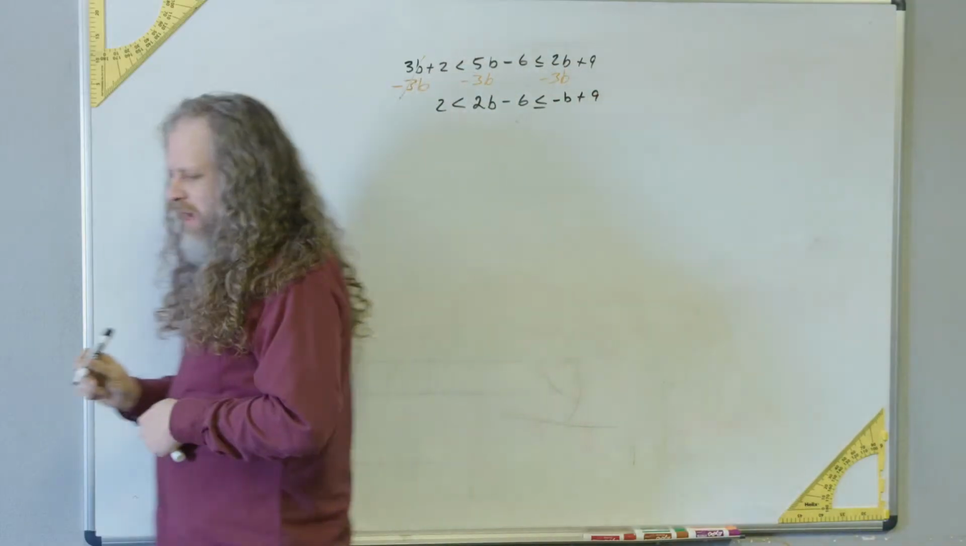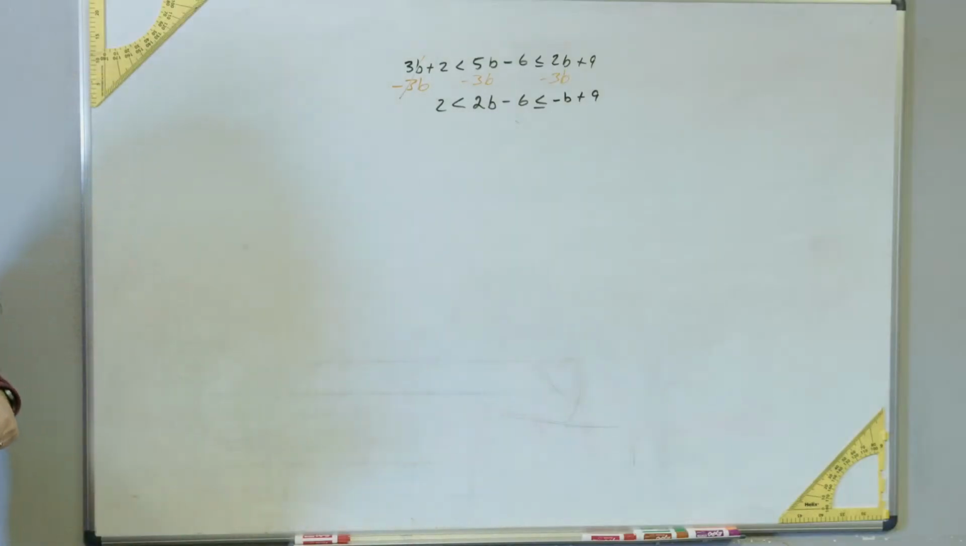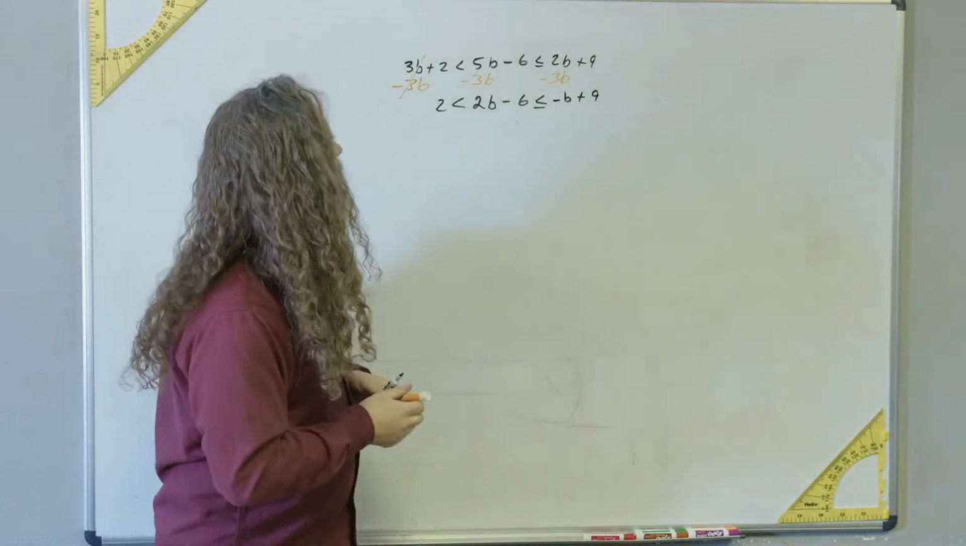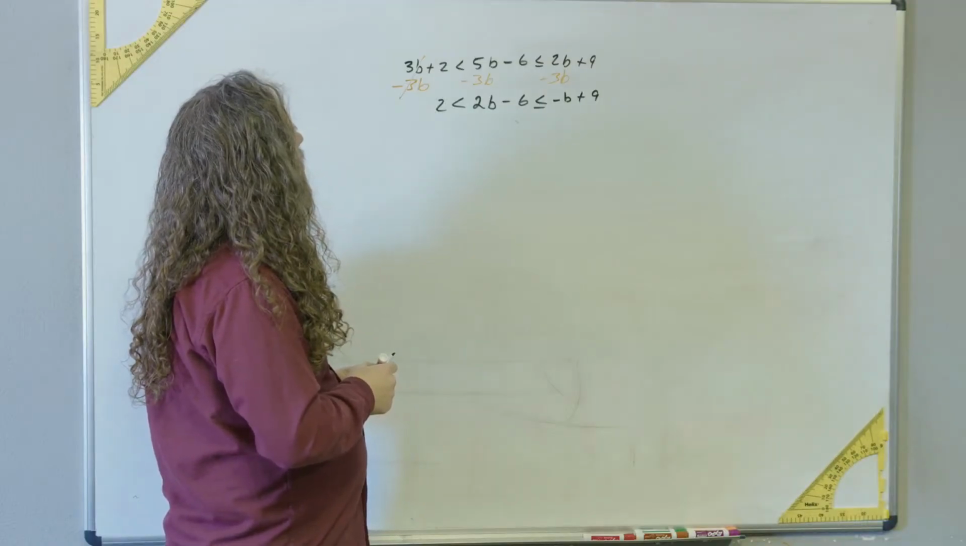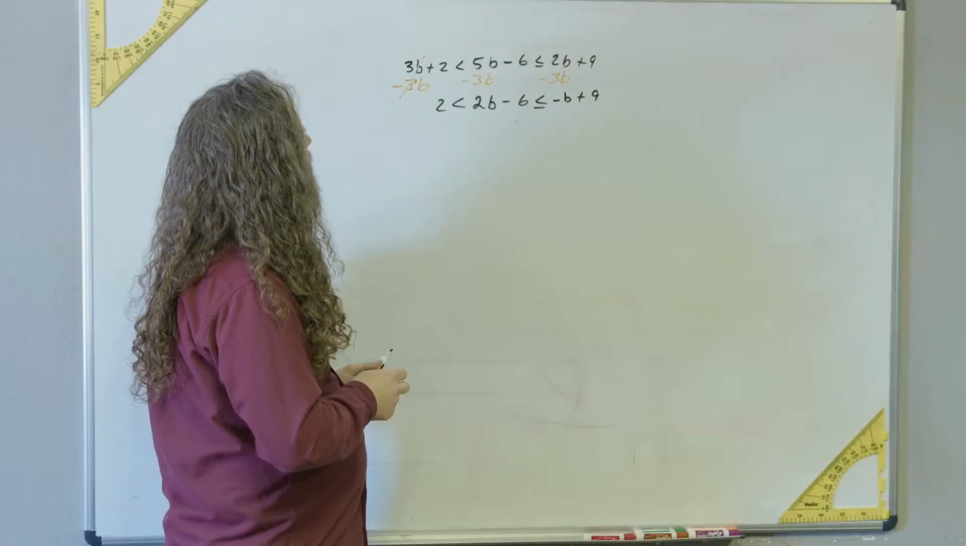All right, what now? Could we add 6? We could, but let's get all the b's together first. Adding 6 is absolutely something we're probably going to do. What? Add b, yeah, that's true. Oh, wait. That's going to be problematic.